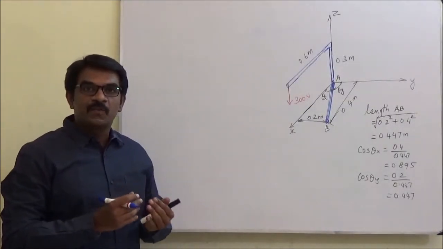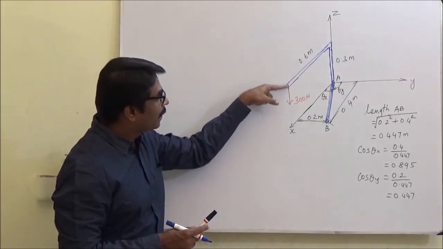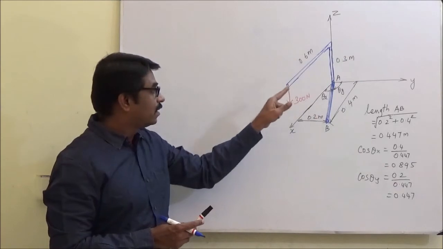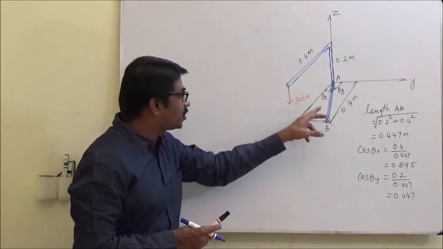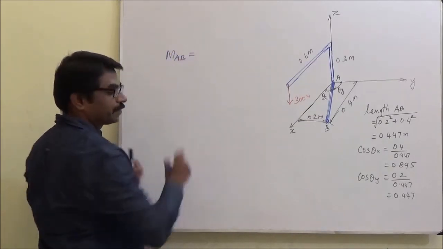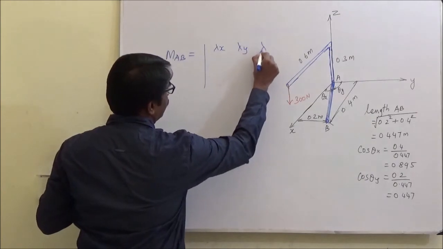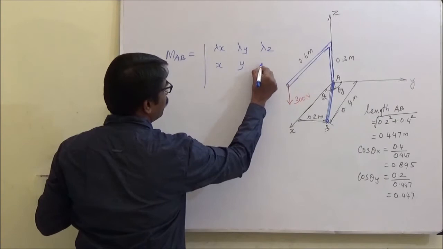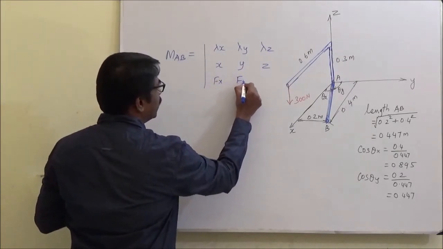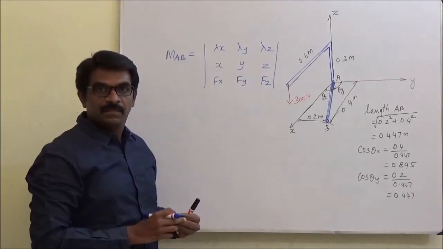Now we will solve this problem. What do we need to find? We need to find the moment about this axis. There's a tube where the force is parallel to the z-axis, and we have this tube AB. About this, we need to find the moment. So the moment of the force about AB, MAB. As we discussed, we have to use lambda x, lambda y, lambda z, then the coordinates of the force or the position vector, and then Fx, Fy, Fz, as a determinant. Now we need to substitute the values there.